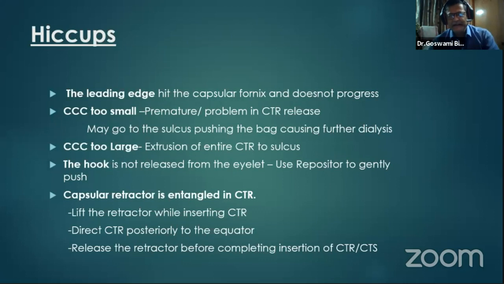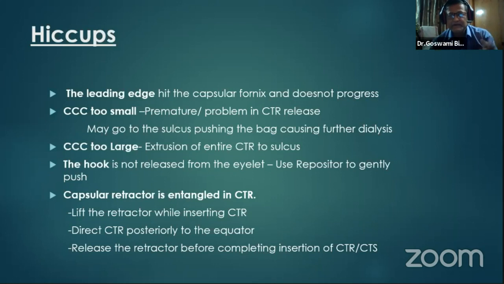This is my last slide, but it is very important for the beginner because the beginner will have hiccups. Number one hiccup, the leading edge hits the capsular fornix and doesn't progress. What to do? My advice will be to just withdraw a little bit or totally, fill up with visco and reinsert. CCC too small, there may be a problem with the CTR release, it may be prematurely released, and sometimes it may go to the sulcus. In that case, it pushes the bag, causing further dialysis, so it is dangerous. CCC too large, the entire CTR may be extruded to the sulcus, and sometimes we may be oblivious to it.